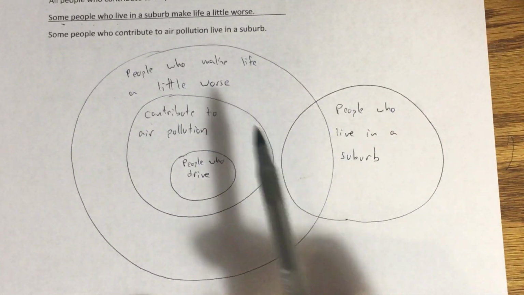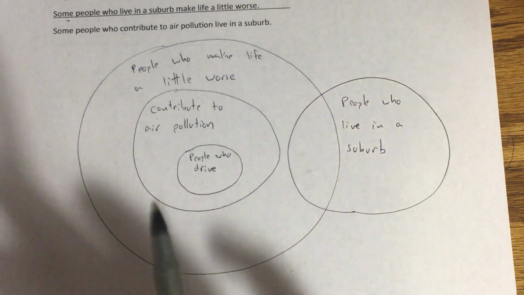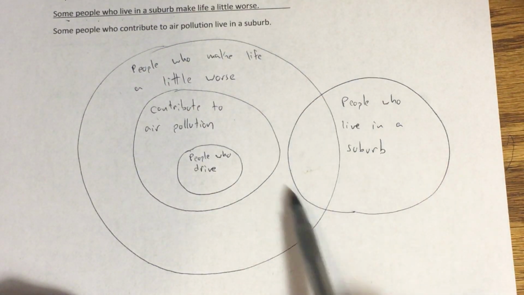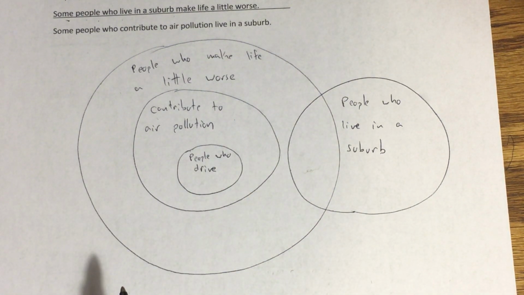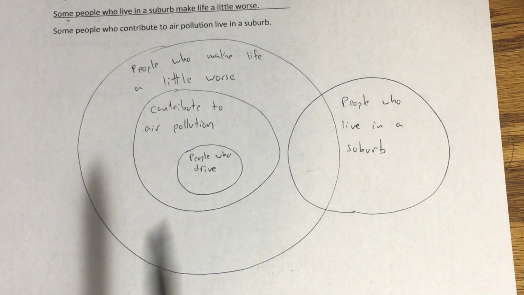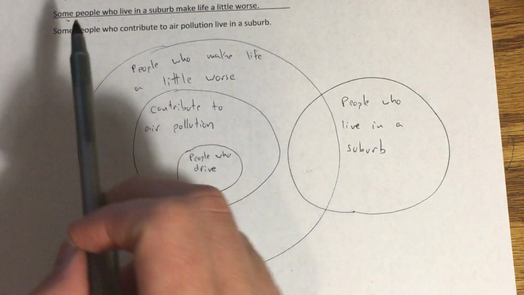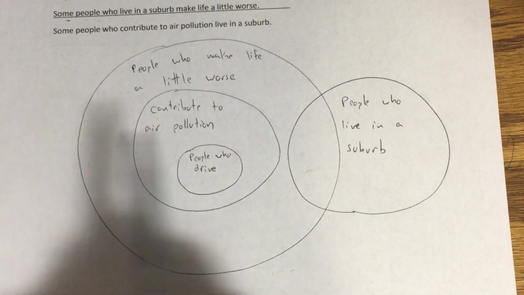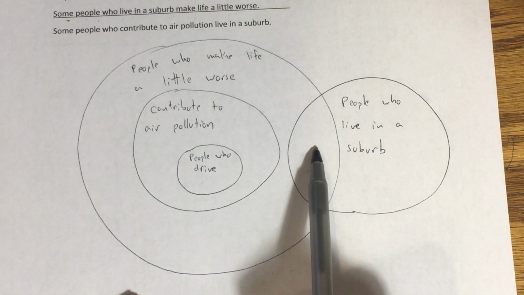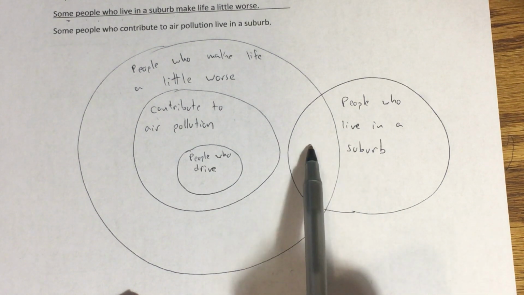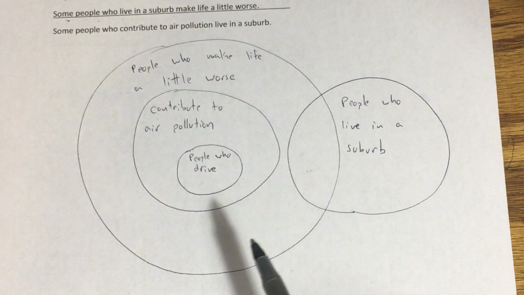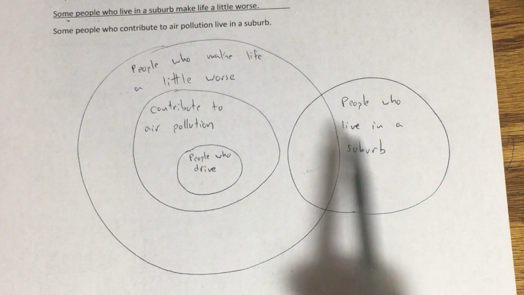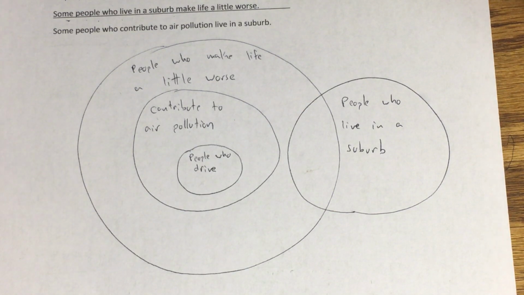Okay, now what's the conclusion that we're analyzing? And before I say that, could I have drawn this circle to intersect either of these two circles? Technically, I could have, but did I need to? Well, the only thing we know about people who live in a suburb is that some of them make life a little worse. Nothing in these premises suggests that people who live in a suburb should intersect either of these other two circles, even though intuitively we could say, yeah, there's definitely going to be people who live in a suburb that contribute to air pollution and who drive, obviously. But the premises don't say that.